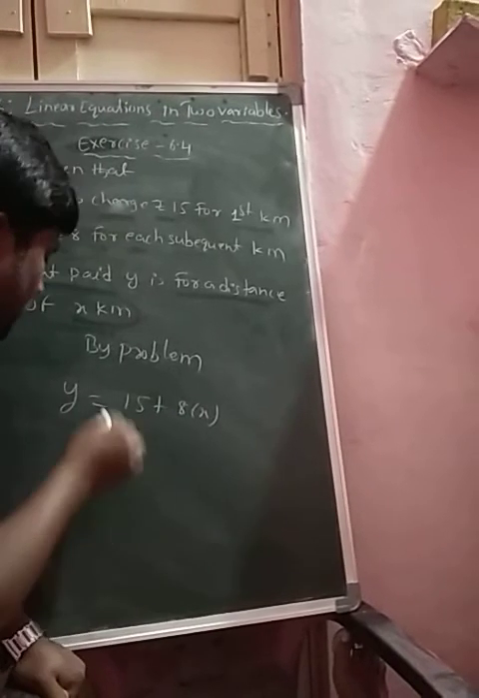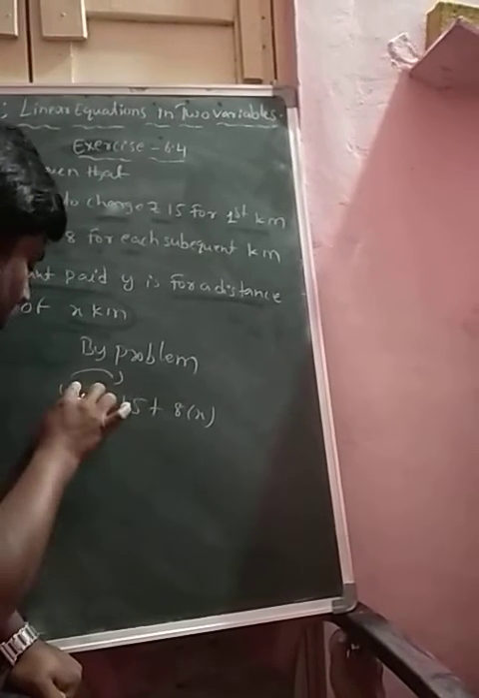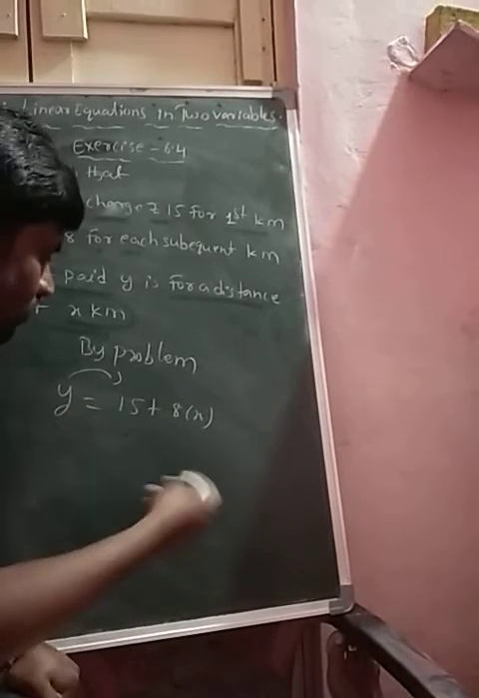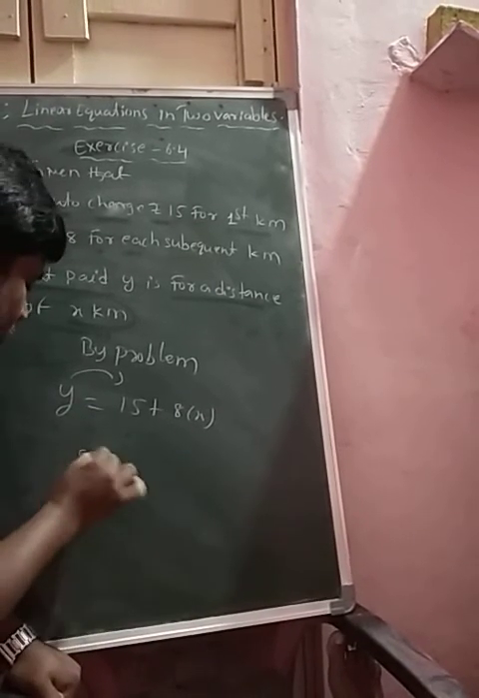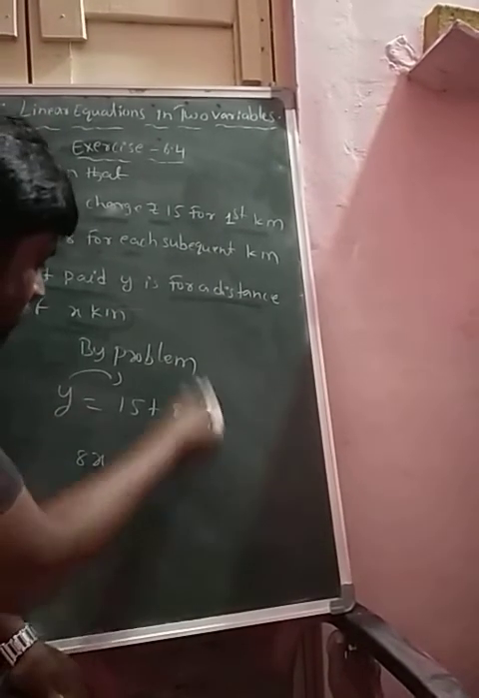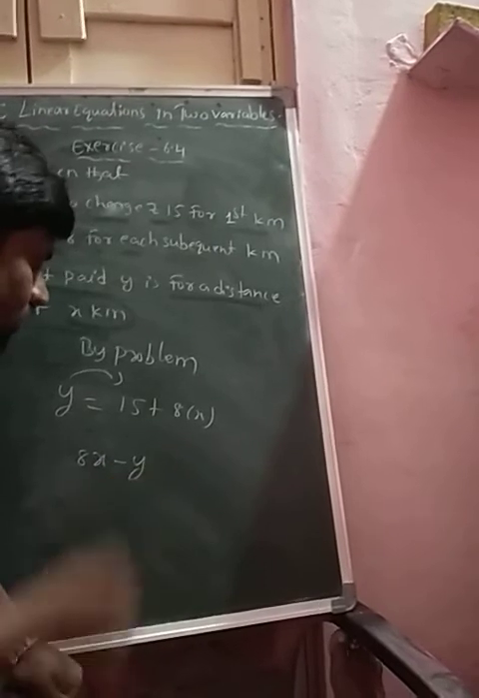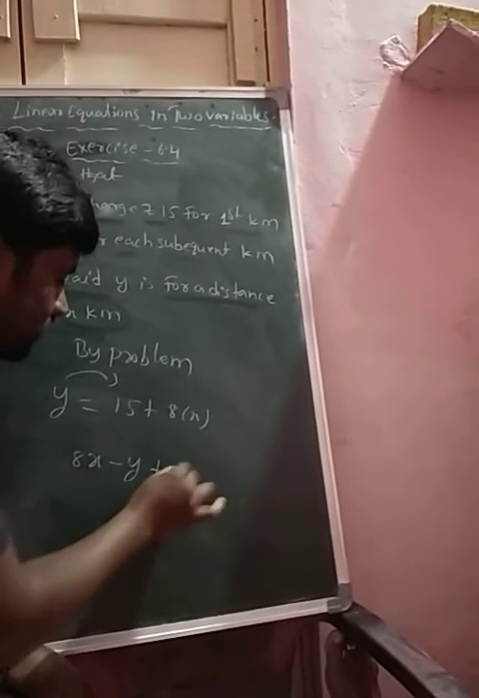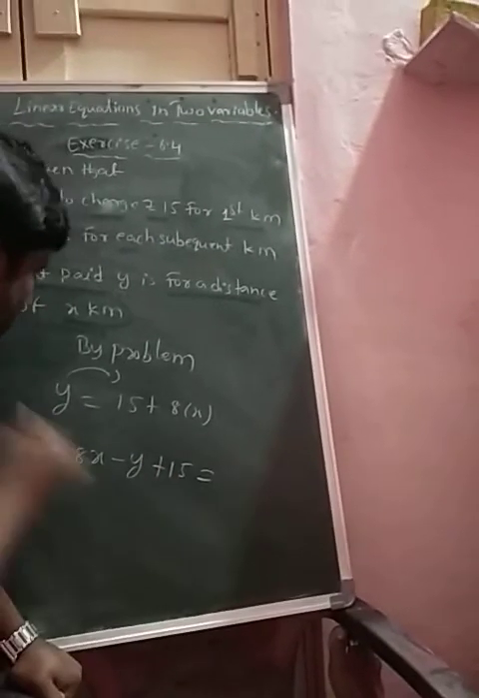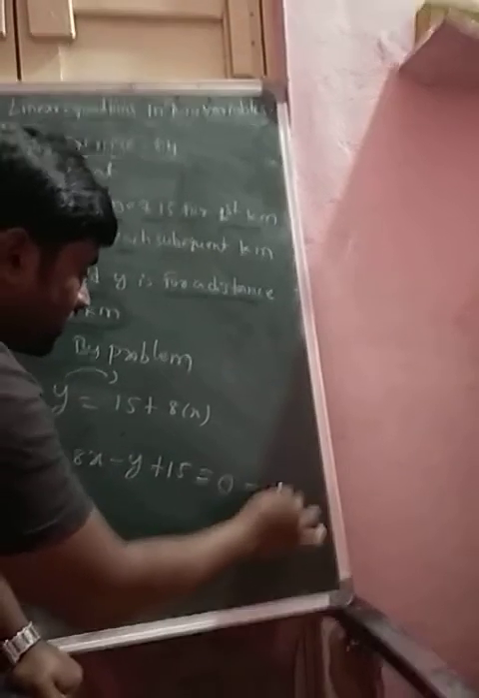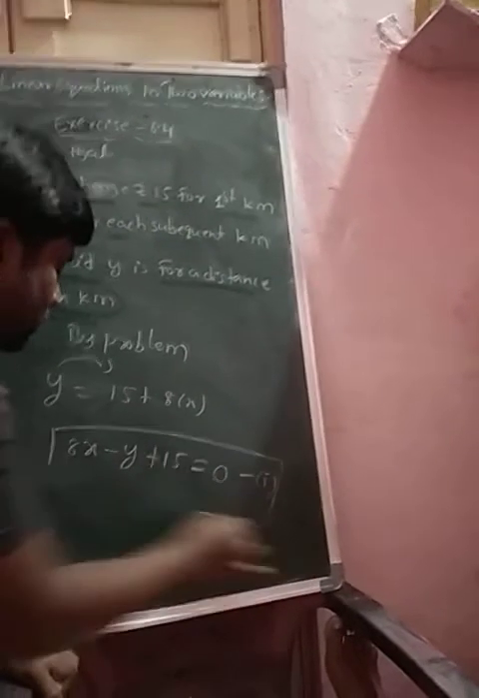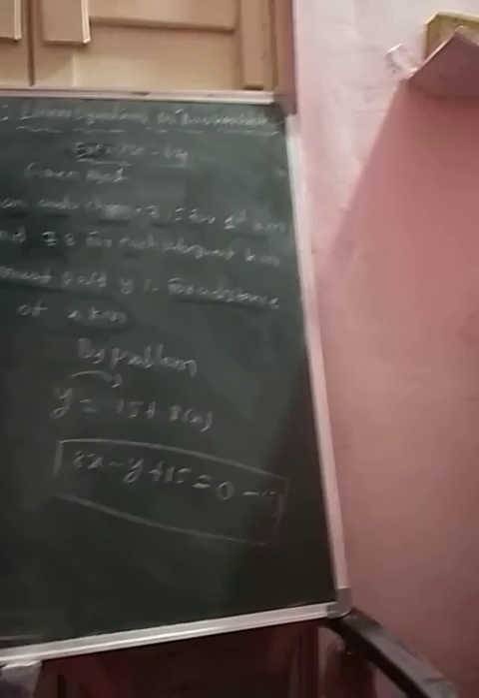Now if I transpose y to the RHS, what happens? Here 8x is there, plus y transposed to the RHS becomes minus y, and plus 15 is there. Now 0 will come on this side. So this is the required linear equation in two variables for this data.